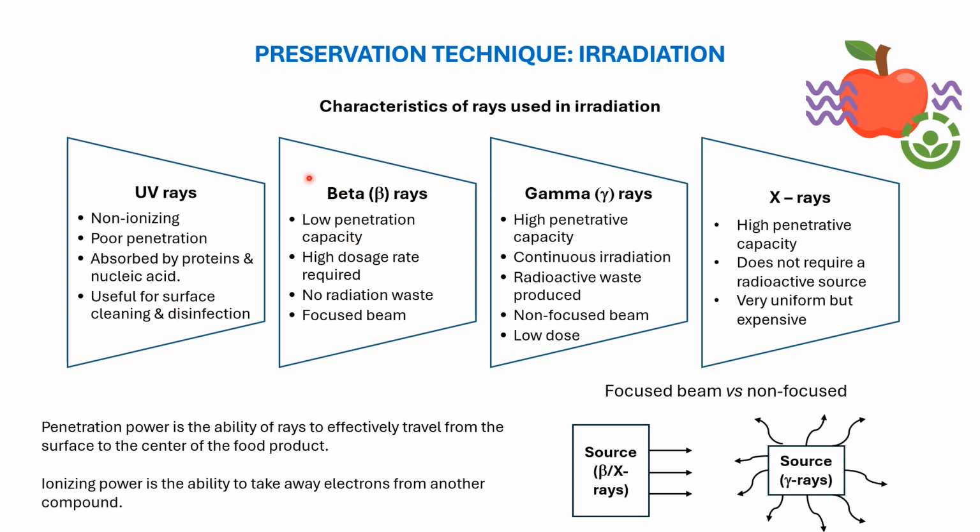Second, you have beta rays. It is a stream of electrons emitted from a radiation source called electron accelerators. They have poor penetration power. Again, they are used for surface applications, but have great ionizing ability. Ionizing ability is the ability to take away electrons from another compound. As a result, they can be used for food preservation. However, due to lower penetration power, we need high dosage.